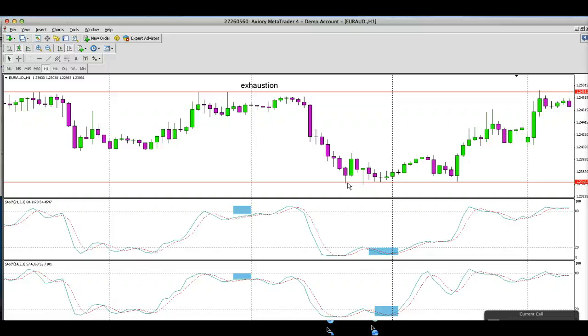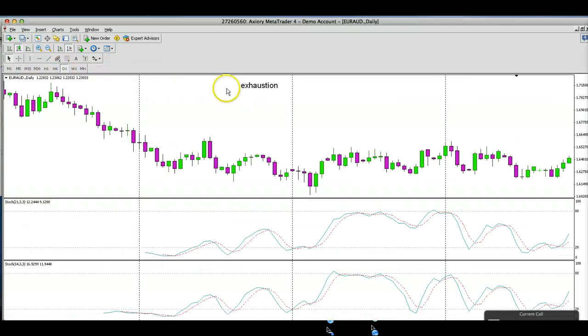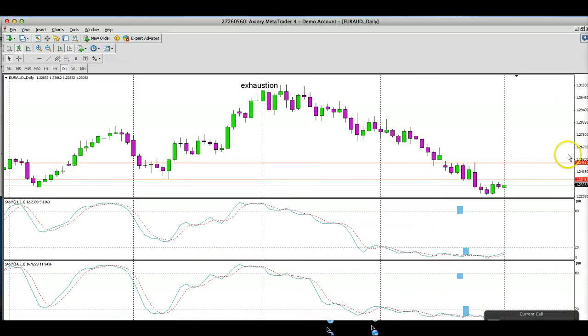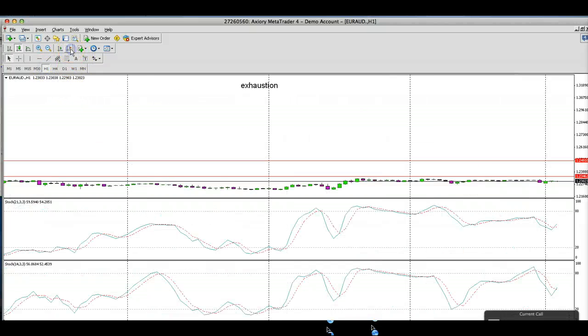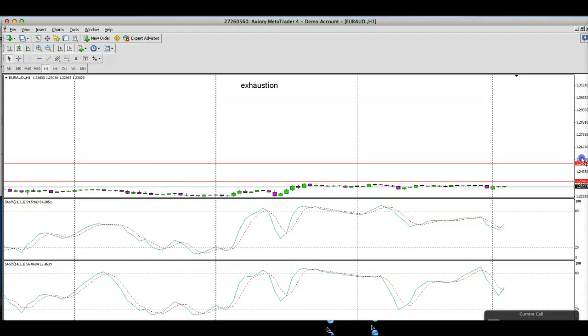If you don't know where the market is going, then look at your daily chart. Let's look at the Euro Australian dollar on the daily chart and see where the market is heading. We're in a downtrend, right? But it's finding support at these levels, but we're still in a downtrend. So I would be looking at the 1 hour chart for places to sell.